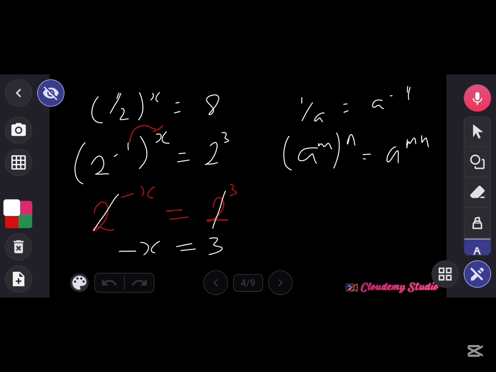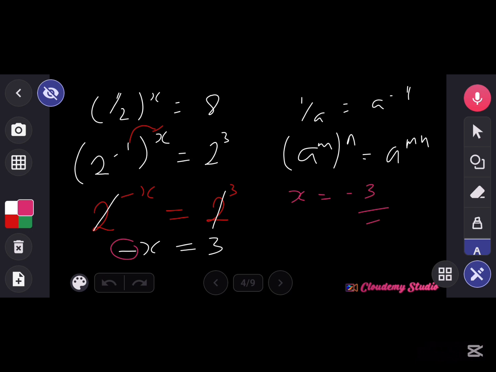But what we are looking for is an unknown variable, and we cannot have a negative sign on this variable. Therefore, we are going to divide both sides by minus 1 and we'll be left with x equals minus 3. And that was our answer. So that's our first question there.